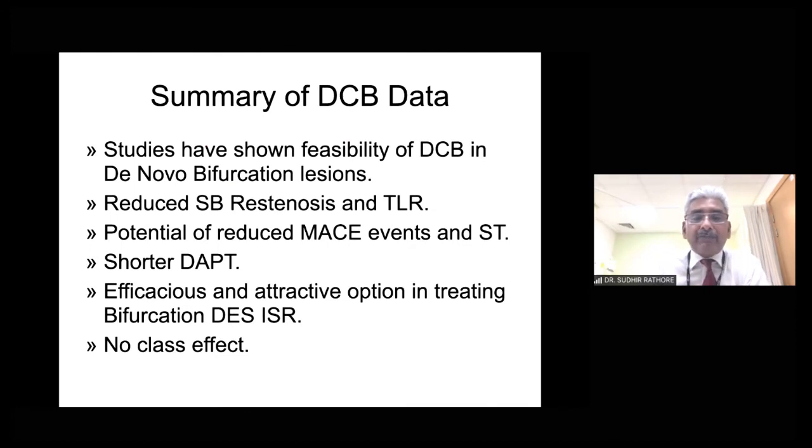So, a summary of the DCB data. What it shows here is that the studies have shown the feasibility of drug-coated balloon for de novo bifurcation lesion. It has shown reduced side branch restenosis and TLR, potential for reduced major adverse coronary events and stent thrombosis, and the advantages are shorter dual antiplatelet treatment. This seems to be an attractive option, and there is no class effect, as we have seen.